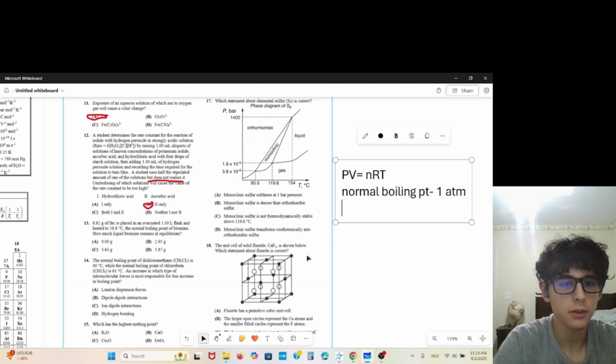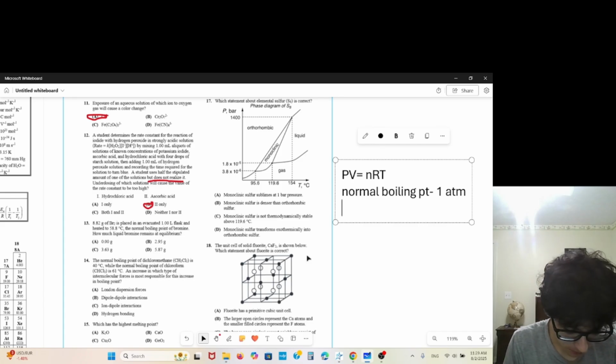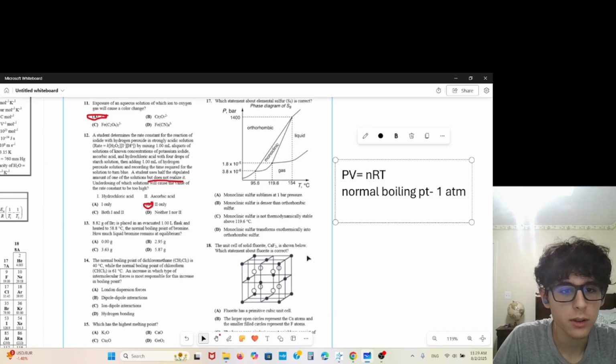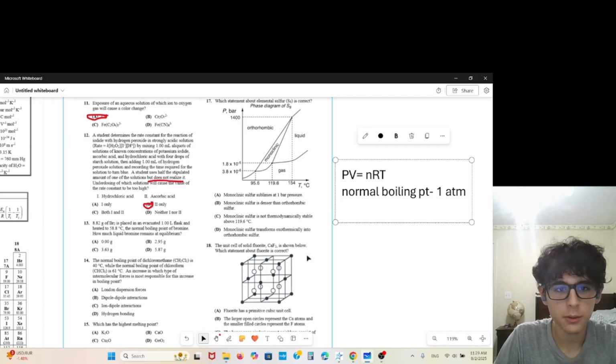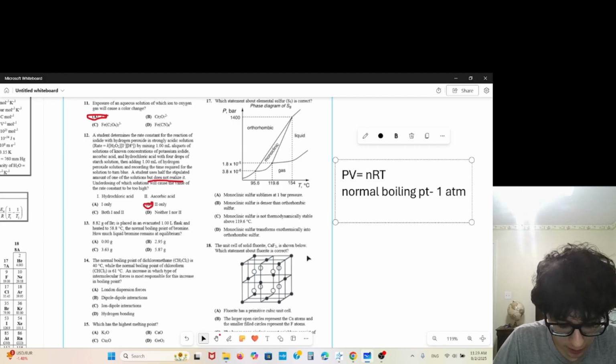So, moles, so 8.82 over 79.90 times 2, because it's Br2, right? So that's your moles of bromine, and then you're going to multiply by 0.08206, then 58.8 plus 273, and then you're going to divide by 1.